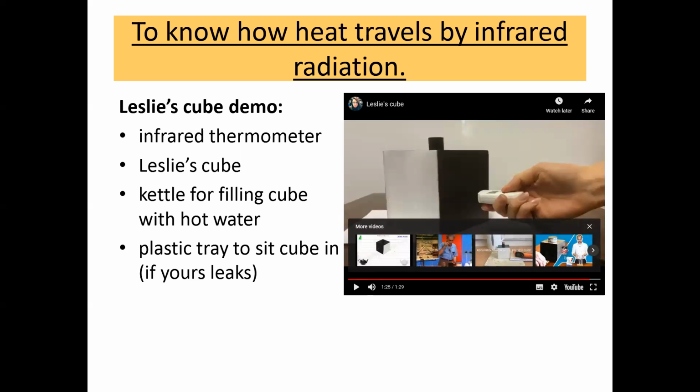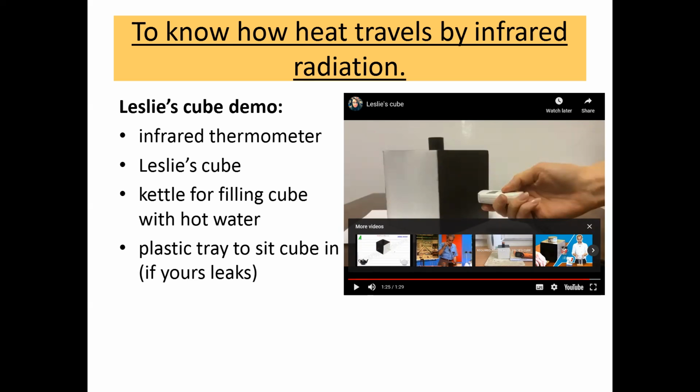Right. So from this Leslie's cube, you had 4 different surfaces. You had a shiny black surface, a matte black surface, a shiny silver surface, and a white surface. And what they showed there was that the shiny silver surface and white surfaces emitted less thermal radiation than the black surfaces did, and the dull surfaces did. So what that meant is that different coloured surfaces are better or worse emitters of thermal radiation.